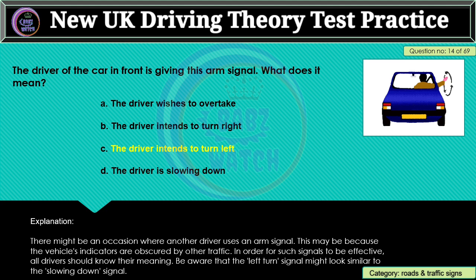Explanation. There might be an occasion where another driver uses an arm signal. This may be because the vehicle's indicators are obscured by other traffic. In order for such signals to be effective, all drivers should know their meaning. Be aware that the left turn signal might look similar to the slowing down signal.